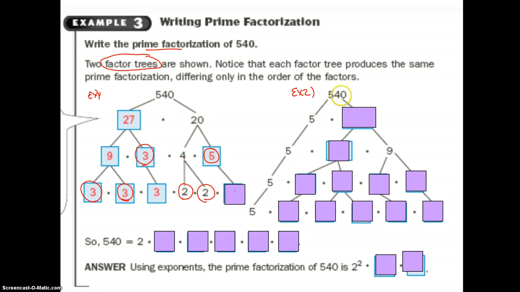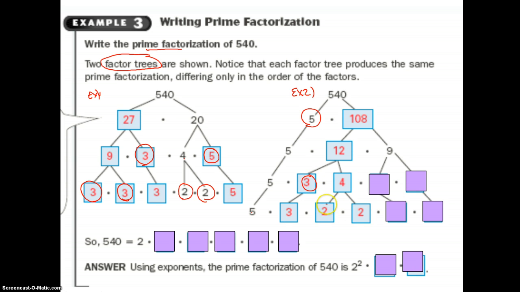Example 2, we went 5 times 108. 5 is prime. Again, we can just bring it down too. Kind of make a nice full tree that way. 108 is 9 and 12. 12 is 3 and 4. 3 is prime. Again, we will bring it down later then. 4 is 2 and 2. 9 is 3 times 3, which we will just bring down so it's all in one line.